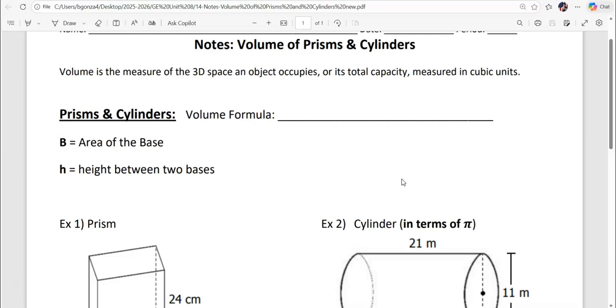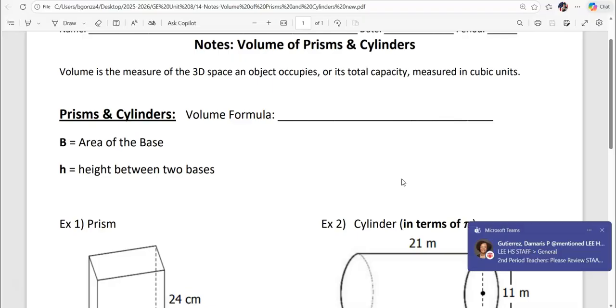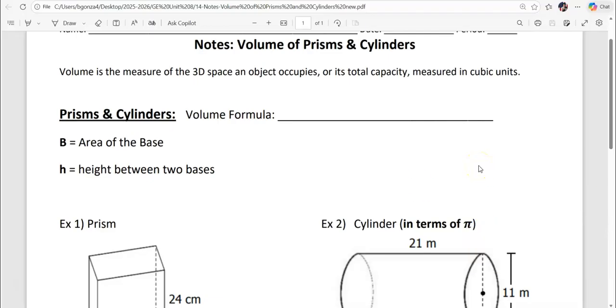Okay? Look at me. Volume is 3D measurement. How much 3D space is in a figure. So the units are cubic units, okay? There's going to be a 3 in the exponent when you give me the answer. Now this formula is on your green sheet, a little bit past halfway down. It says volume of a prism and cylinder. Go ahead and write this down.